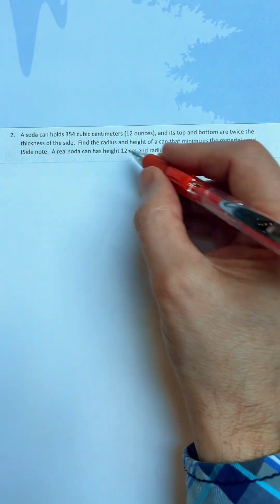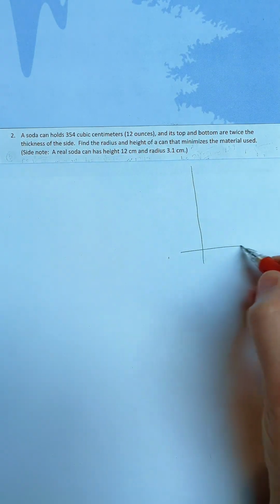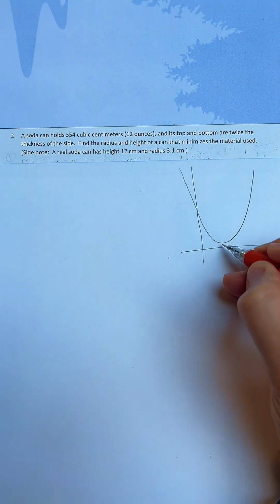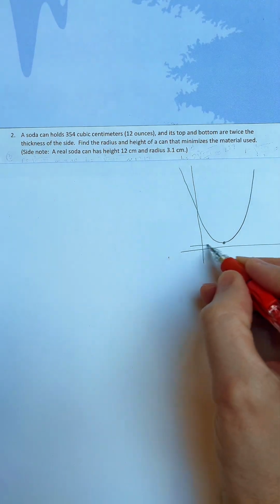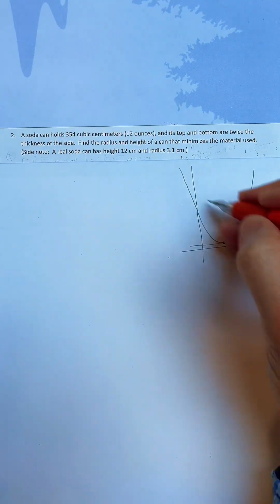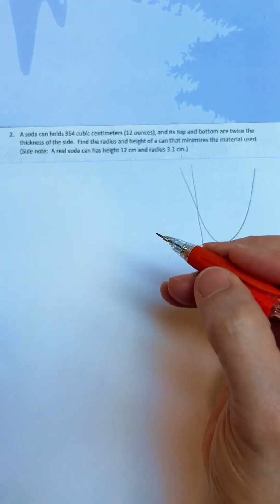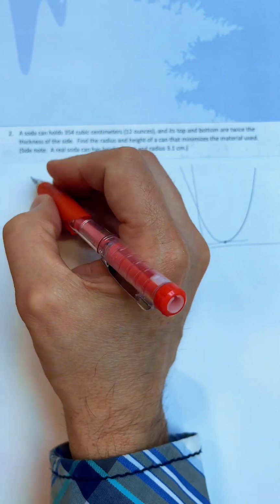So minimizes implies to me that there's going to be a graph where there's some minimum. We'll take the derivative and find where that is. So calculus once again. Let's start with, what do we know?